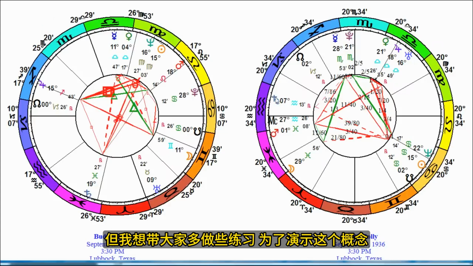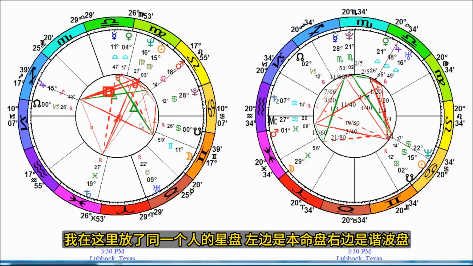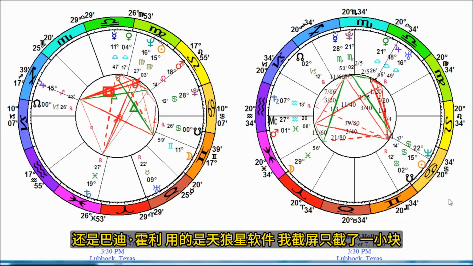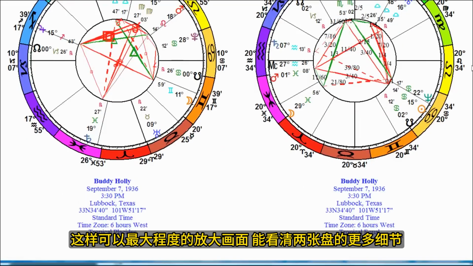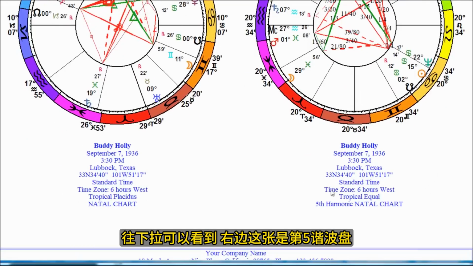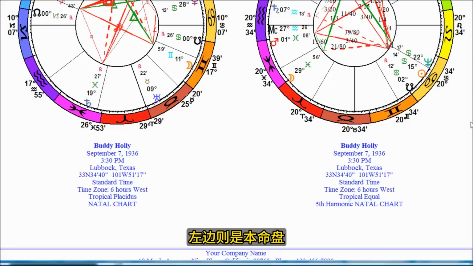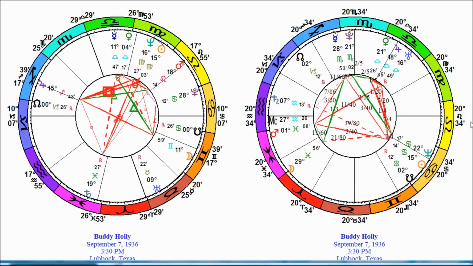To demonstrate this idea, I have a natal chart on the left and the harmonic chart on the right for the same person. This is Buddy Holly. I'm in the Series 2.0 software. I'm capturing a smaller part of my screen, zooming in so that these wheels are about as big as we can fit on the tutorial video. If I scroll down, it tells me that the chart on the right is a fifth harmonic chart. The one on the left is the natal chart.